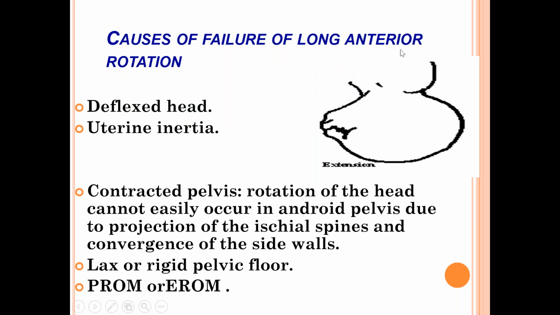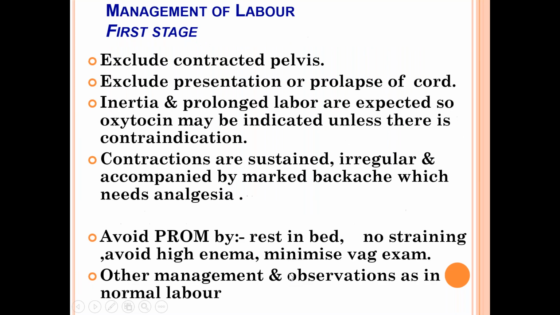The causes of failure of the long anterior rotation are that there can be a deflexed head which is not able to rotate. There can be uterine inertia, that means the contractions are not good. There can be a contracted pelvis; the rotation of the head cannot easily occur in an android pelvis due to projection of the ischial spines and the convergence of the side walls. There is not enough space in the pelvis to rotate it for a long anterior rotation. There can also be a rigid pelvic floor, or premature rupture of membrane.